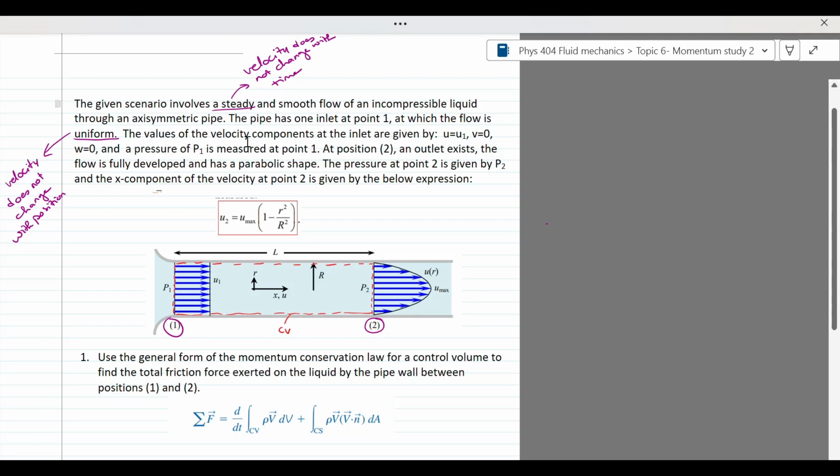So we're given the values of the velocity components at the inlet. They're given as u equals u1, v is equal to 0, and w equals 0. So this is a one-dimensional velocity field. And we have a pressure of P1 that is measured at point 1.